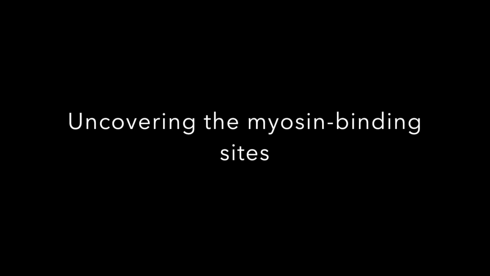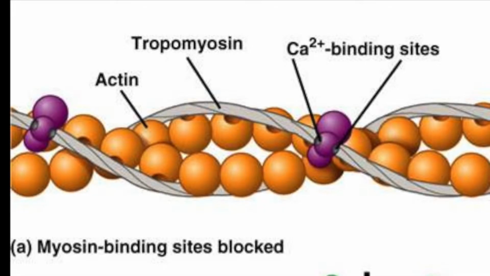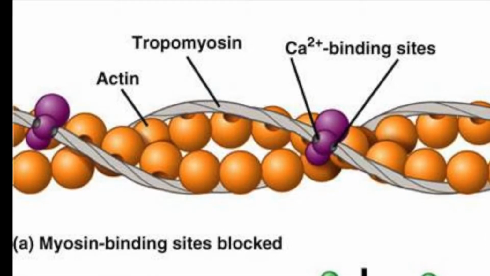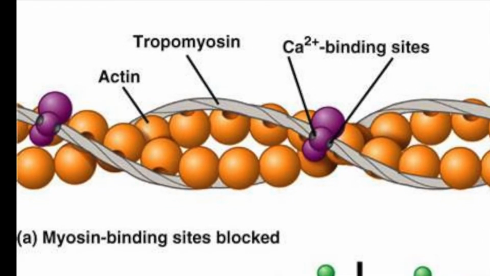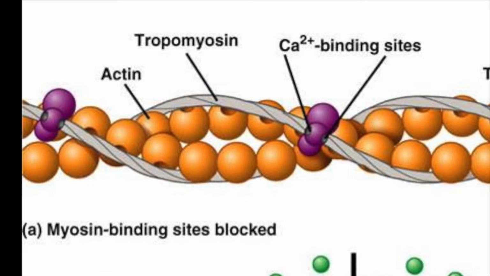So today I'm going to be talking a bit about muscular control, and I'm going to start with the first part of muscular control, or how the nervous system impacts the musculoskeletal system. And that begins with uncovering the myosin binding sites. In order for muscular contraction to begin, the regulatory protein tropomyosin, which usually covers the binding sites, has to be moved away from the binding sites.